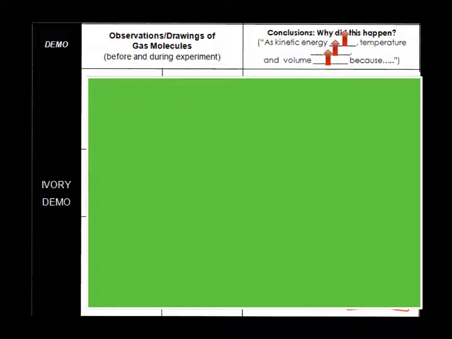All right, for the next experiment, we're going to be watching what happens when we put a bar of ivory soap in a microwave. And so we're thinking again about kinetic energy here and what happens when we are adding heat or kinetic energy to the molecules, and then what happens to the volume because of that. So as you watch this video, just be thinking about those things and trying to draw over here what's happening during. So we can pause now and go to the soap in the microwave demo.